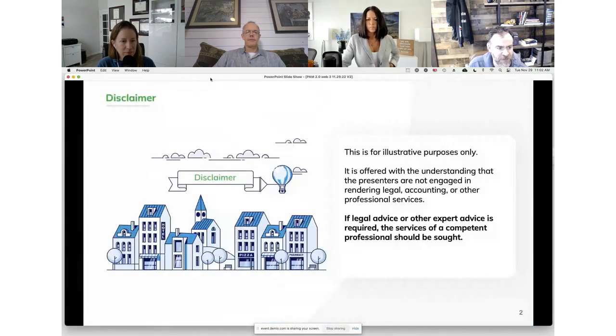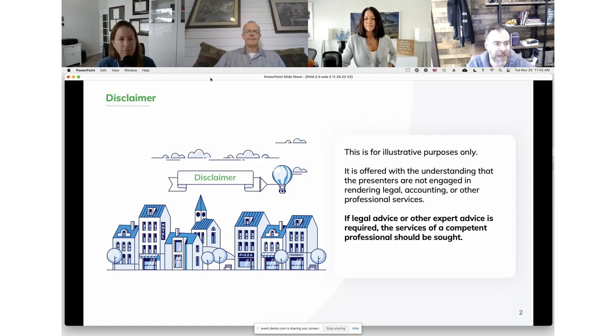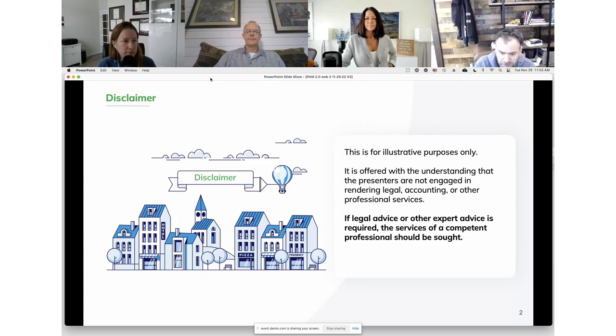Now, before we jump into the fun stuff, I have to give you the quick disclaimer that what we're talking about is for educational and illustrative purposes. We're not CPAs, we're not lawyers, we're not certified financial planners. So take our advice with a grain of salt and make sure you talk with your team of professionals. If you need any recommendations, please reach out to us. We're happy to pass you along some names.